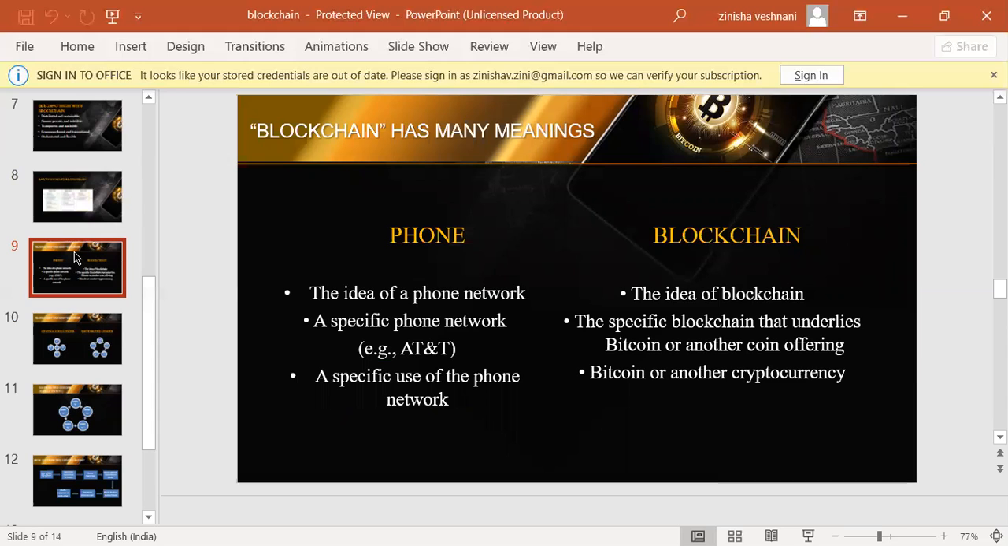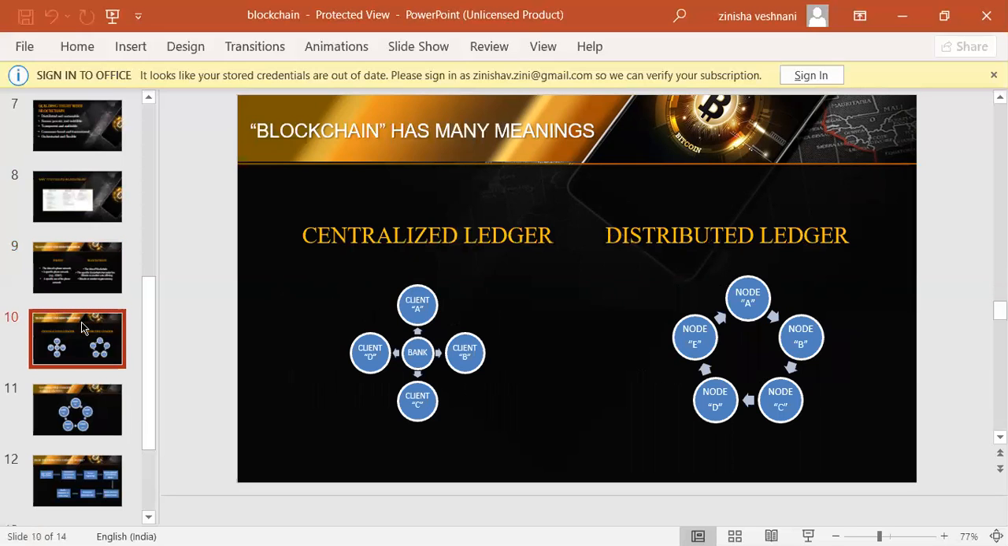Blockchain has many meanings. Let us discuss how many meanings blockchain has. Talking about our phone, there is the idea of a phone network, a specific phone network, for example AT&T, and a specific use of the phone network. All these things can happen in blockchain. Or we can say that by using blockchain technology, it will be easier to use our phone. And another meaning is the idea of the specific blockchain that underlies Bitcoin or another cryptocurrency. Moving further, there are some more meanings of blockchain.